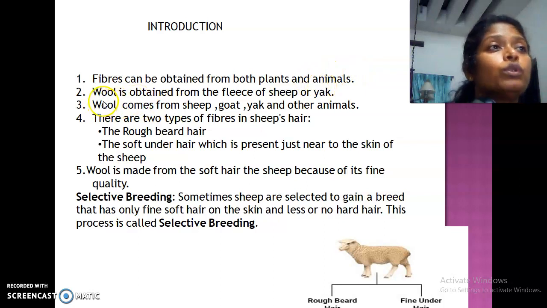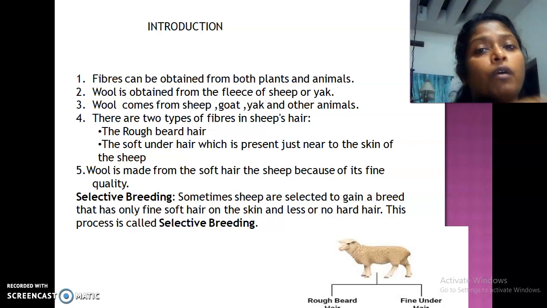Okay. So wool is obtained from the fleece of the sheep or yak. Fleece means hair. Wool is softer and we get it from the hair of the sheep or yak. Sheep and yak are mostly found in the cooler, northern part of India, mostly in the mountain region. So wool not only comes from the sheep and yak, but also from the goat and camels, etc.